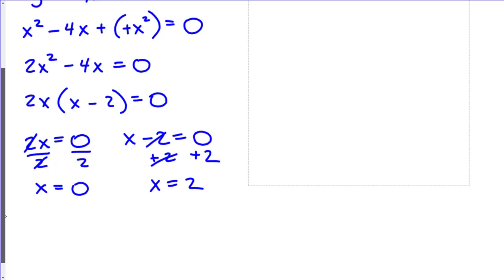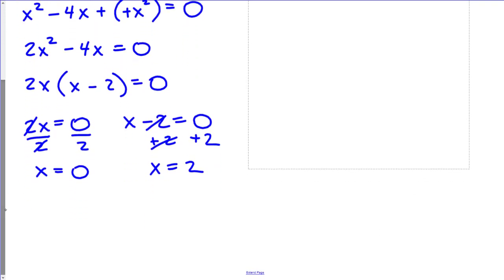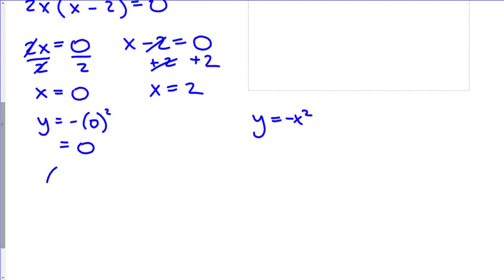Now I need to get the y-coordinates associated with each one, and I'll just go back to this equation here. So y is negative x squared. In the case when x is 0, y would be negative 0 squared, which is still 0. So one solution is at the origin, 0, 0. In the other equation, when x is 2, y would be negative 2 squared, which would be negative 4.